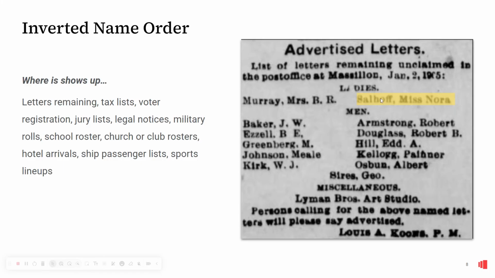And I've given you a list of just some of the places where these can show up: letters remaining unclaimed at the post office, tax lists, voter registration, jury lists, legal notices, military rolls, school rosters, church or club rosters, hotel arrivals, one of my personal favorites, ship passenger lists, and sports lineups. So you might find the names flipped in those instances.